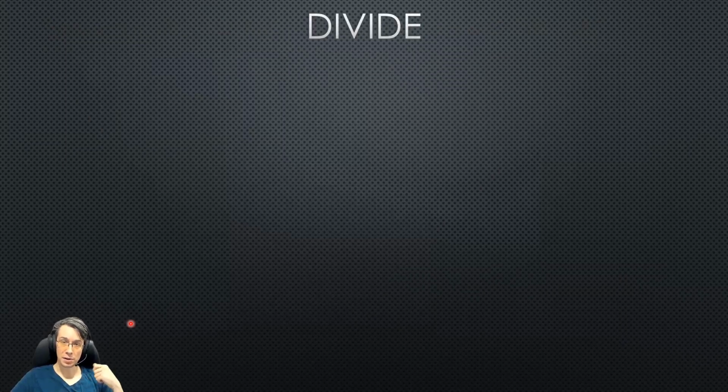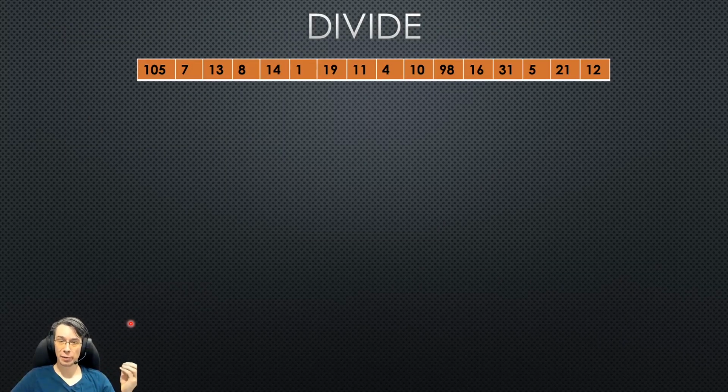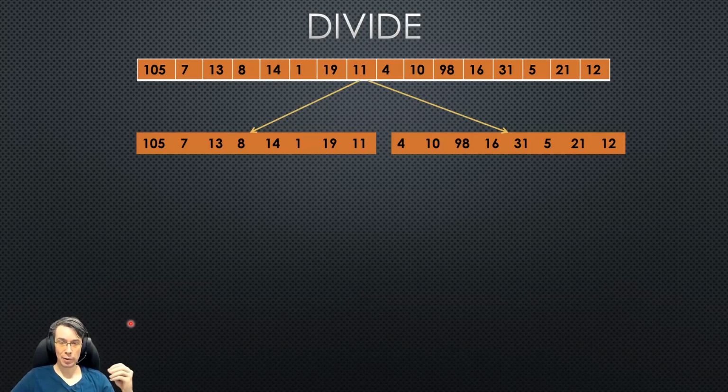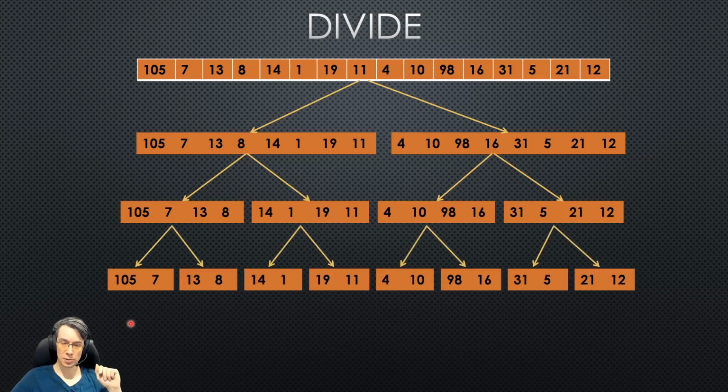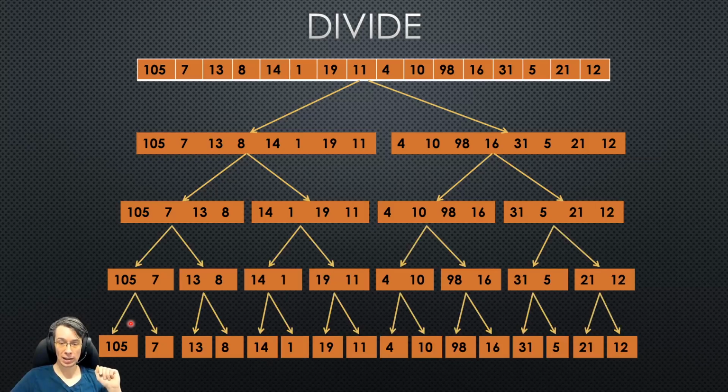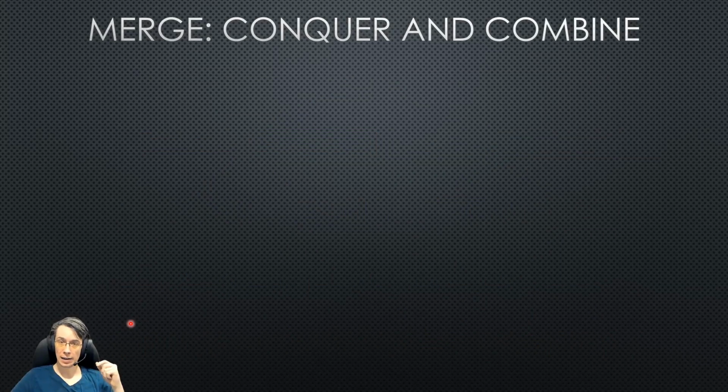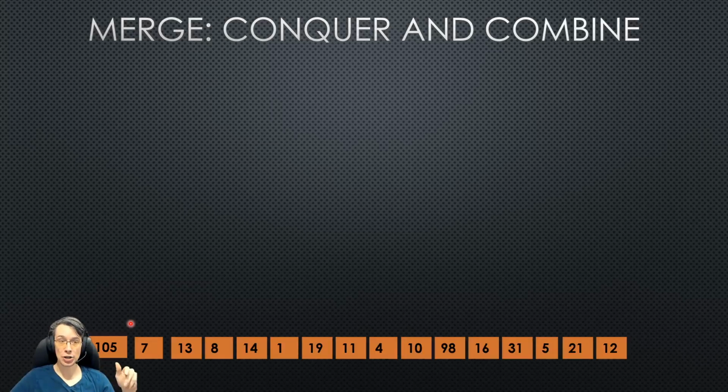So what does our divide step look like visually? If we have an array, we split it in half, we recursively split those halves into quarters, those quarters into eighths, and so on until we're left with single elements. That's our base case. No work is necessary to sort a single element. And then we conquer by combining and working our way back up the recursive stack, merging, executing our combine.